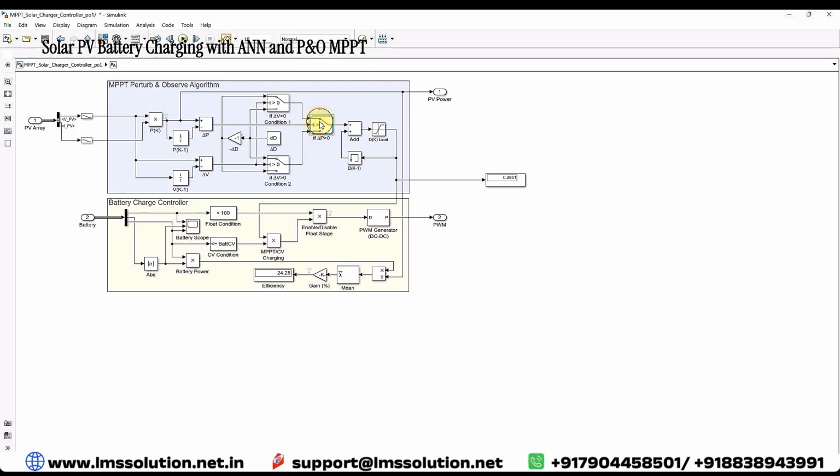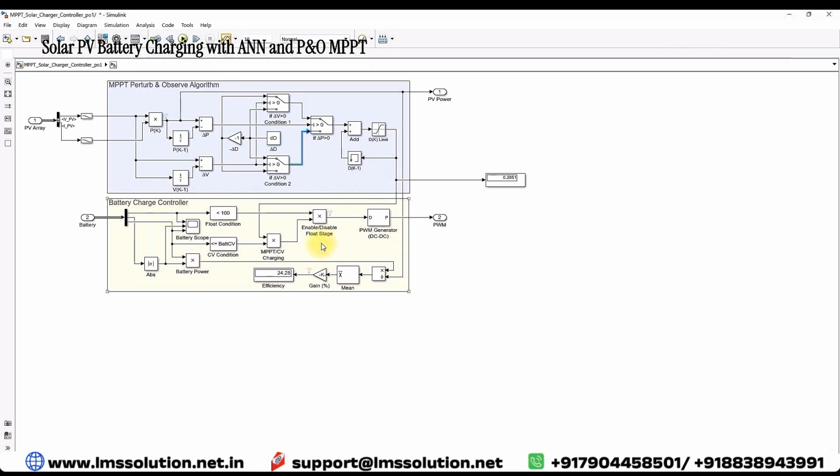In this switch, you have to check the del P. When del P is greater than 0, you have to allow this one. When the del P is less than 0, you have to allow this one. And then here we are accumulating that to a small change in duty cycle, and then finally we will get the duty cycle, and the duty cycle will be processed by this battery charger controller.